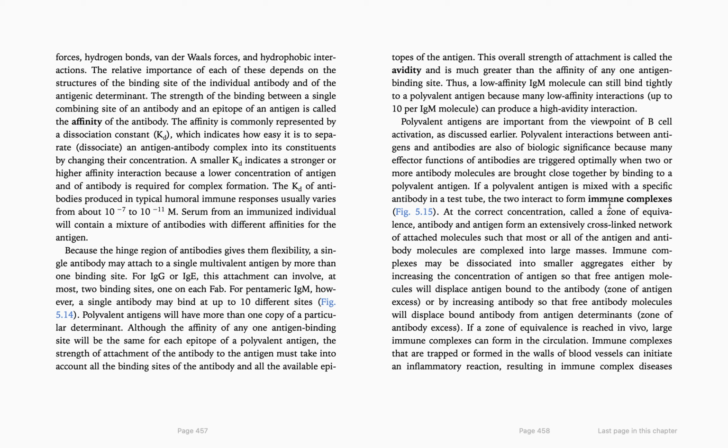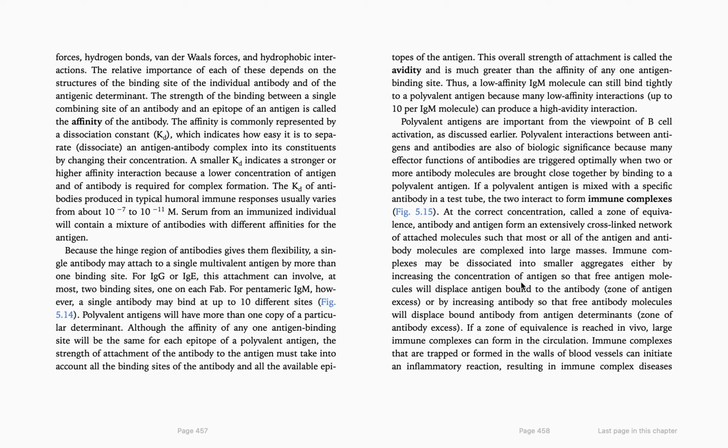If polyvalent antigen is mixed with a specific antibody in a test tube, the two interact to form an immune complex. At the correct concentration, called the zone of equivalence, antibody and antigen form an extensively cross-linked network of attached molecules, such that most or all of the antigen and antibody molecules are complexed into large masses.